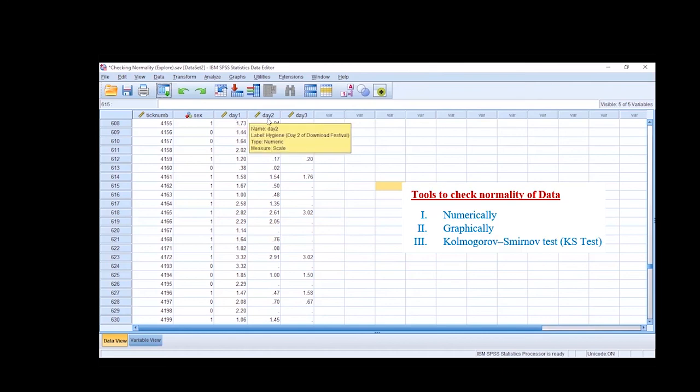And then day 2, the data was non-normal. I'm leaving this option to you, to work with it and check whether the data is normal or non-normal.